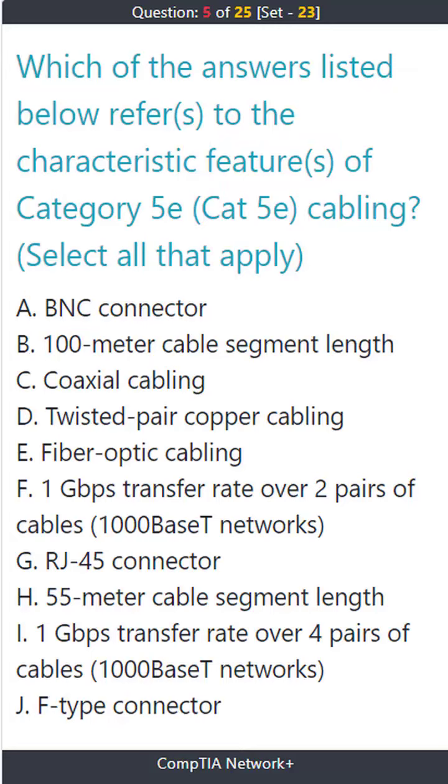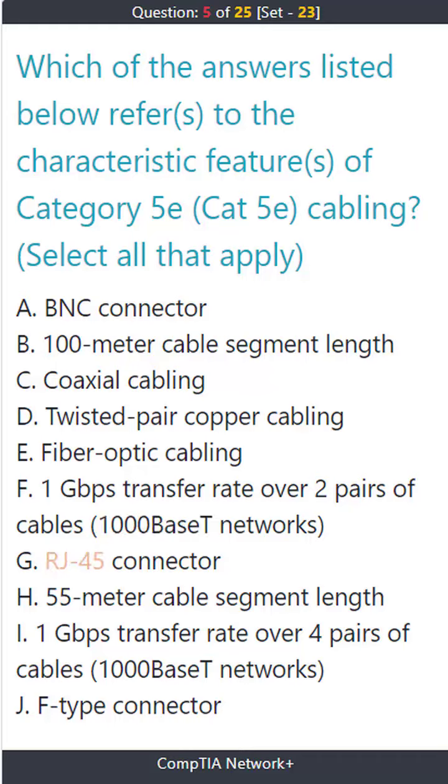Question 5. Which of the answers listed below refer(s) to the characteristic feature(s) of Category 5e, Cat5e, cabling? Select all that apply. A. BNC connector. B. 100 meter cable segment length. C. Coaxial cabling. D. Twisted pair copper cabling. E. Fiber-optic cabling. F. 1 Gbps transfer rate over 2 pairs of cables, 1000 base-T networks.